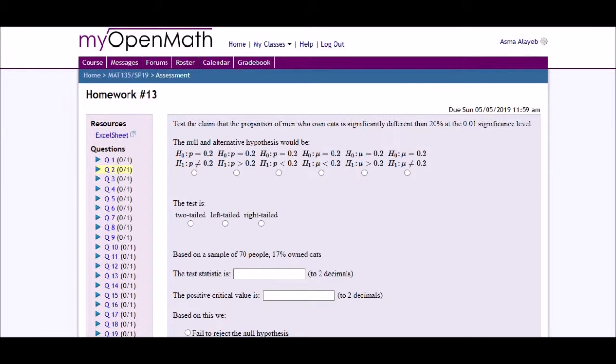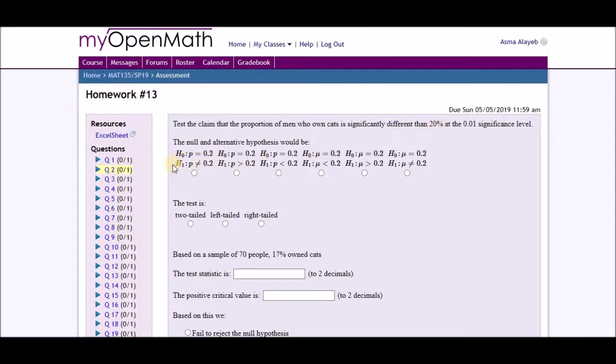The null hypothesis and the alternative hypothesis would be, since we're talking about a proportion, the first thing you will need to do is to focus only on the proportions and ignore the mean, because we're not talking about the mean in this case. Next, we will look at the language of the question. It says significantly different than 20%. That means it is not equal to.